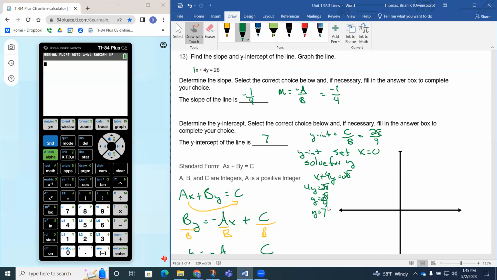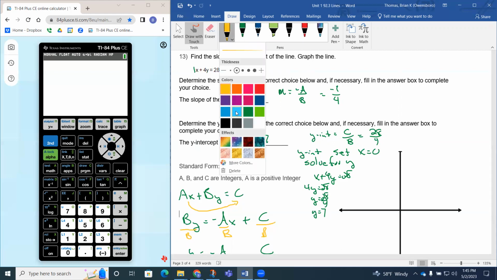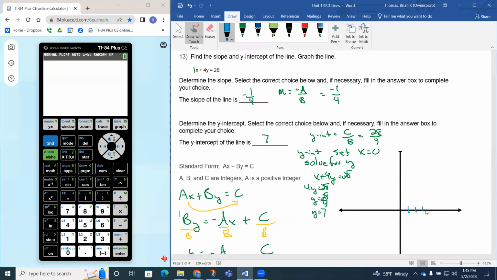So if I want to graph this, I can make myself some tick marks over here. 1, 2, 3, 4, 5, 6, 7 tick marks in each direction.